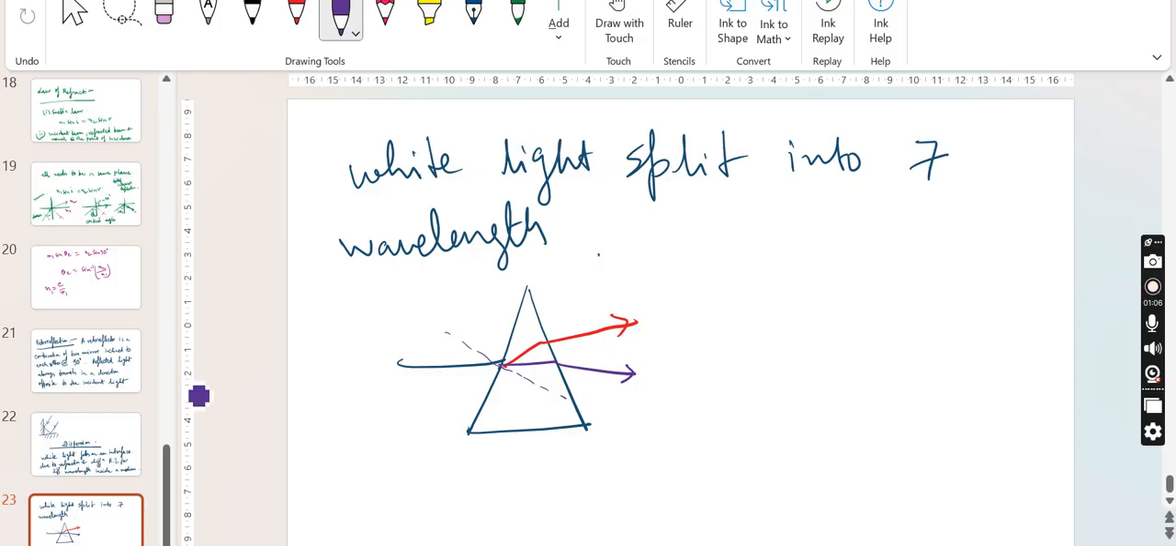And all the colors like indigo, blue, green, yellow, orange, they come in between this.